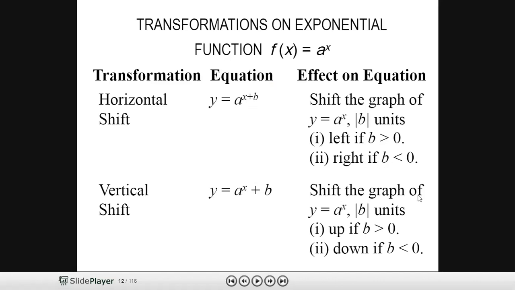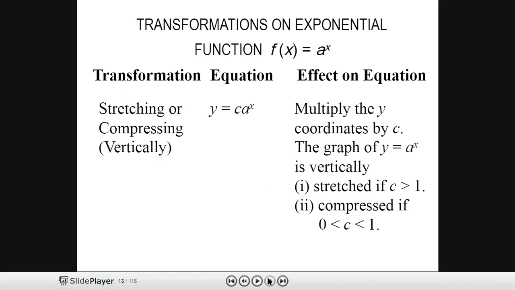So shift the graph of y equals a^x b units up if b is greater than 0. So it will be above the 0. And if b is negative, if you are getting a negative number over here, you will have to move the graph down, up to how many units? B units. Okay.